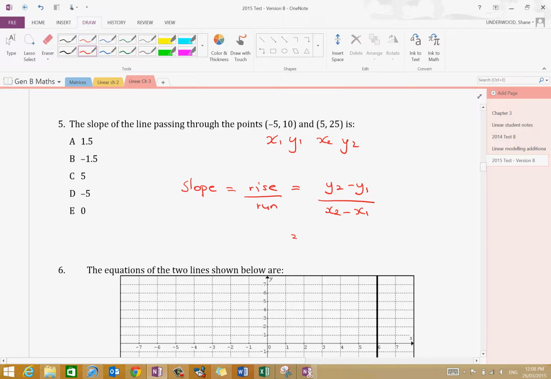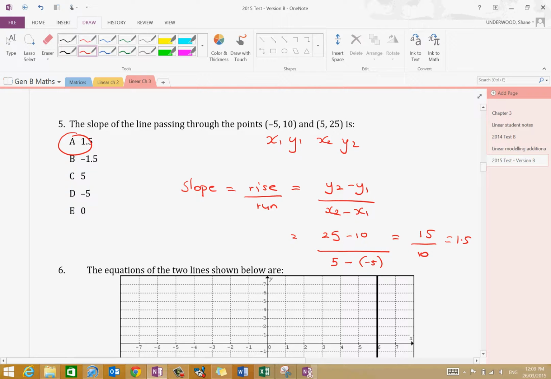Now y2 is equal to 25, y1 is equal to 10, and x2 is equal to 5, minus x1, which is equal to negative 5. 25 minus 10 is 15. 5 minus negative 5 is 5 plus 5, which is 10. If I divide that through, 15 divided by 10 is 1.5. The answer was A, and quite a few of you got that incorrect.